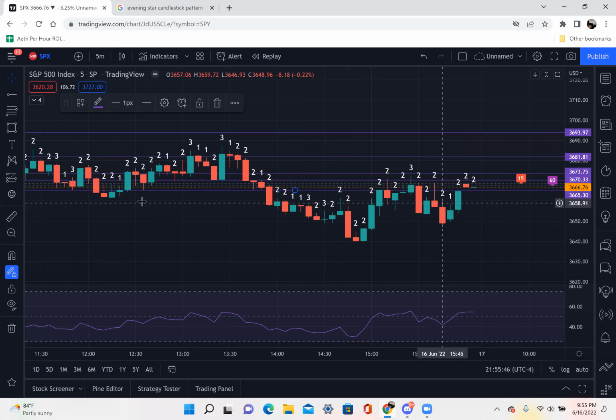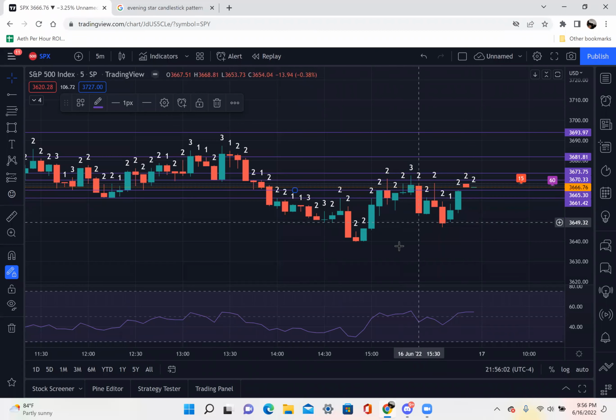Before I even go over here, I'm gonna try this one out. This tweezer bottom that it gave me right here, and give it some support right here because it found support and it ran up, right? Let's see how it reacted over here. Rejection, rejection, good rejection, right? Closed in the middle of this one, but I like it. I'm gonna leave it there.